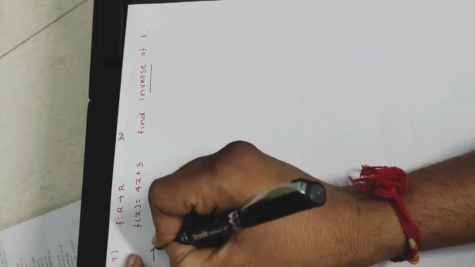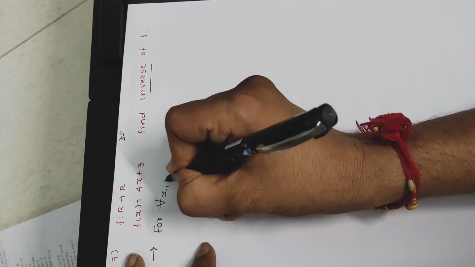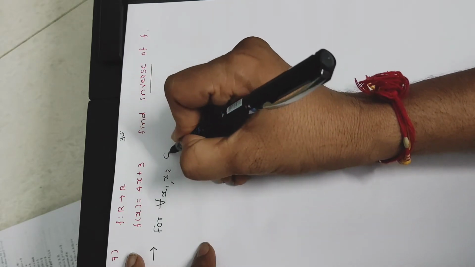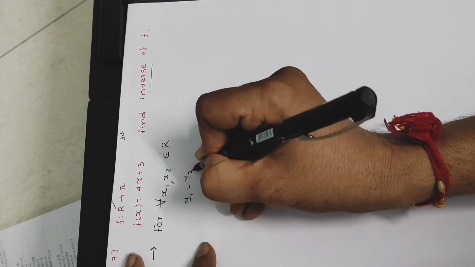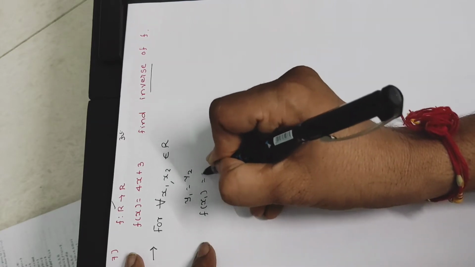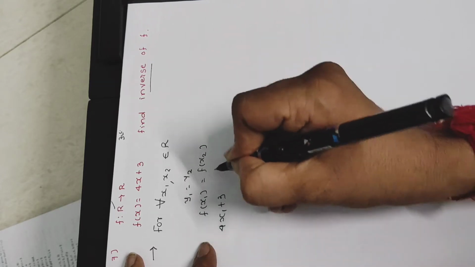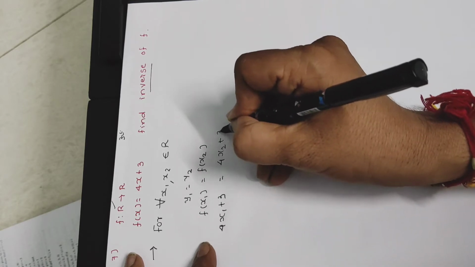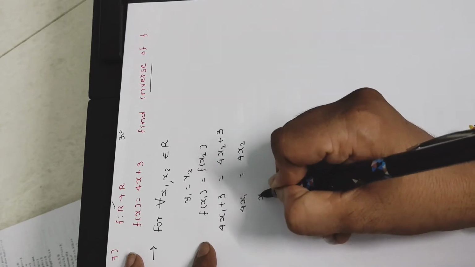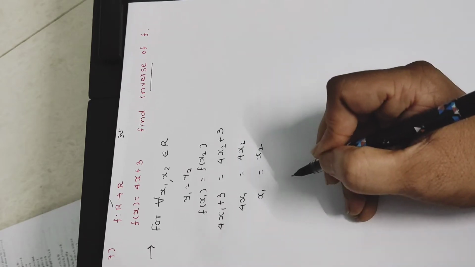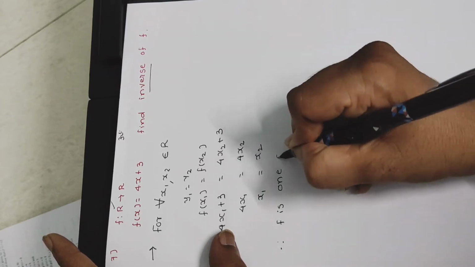So first for 1-1 function, for x1 and x2 which belongs to R, domain of a function, y1 is equal to y2 means answers are same, means f(x1) is equal to f(x2), means 4x1 plus 3 is equal to 4x2 plus 3, means 4x1 is equal to 4x2, means x1 is equal to x2, means f is 1-1 function.